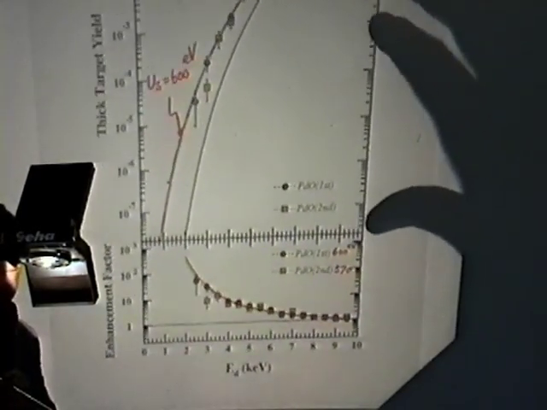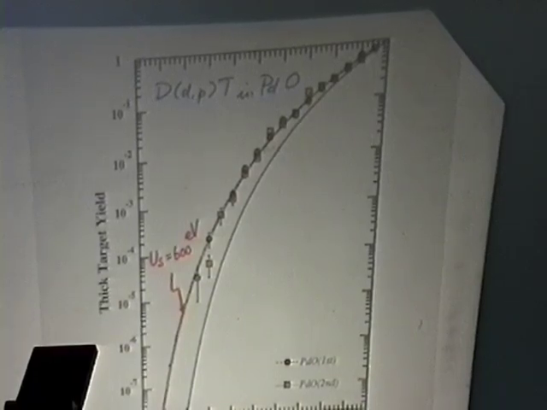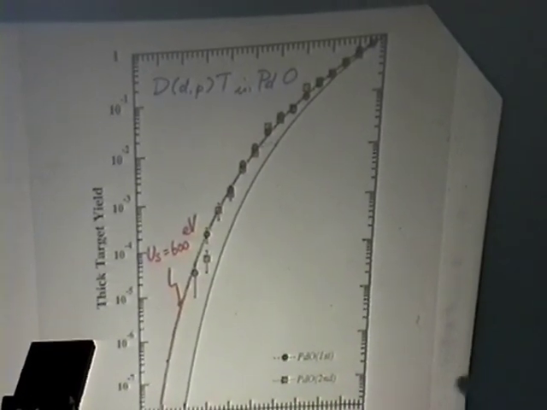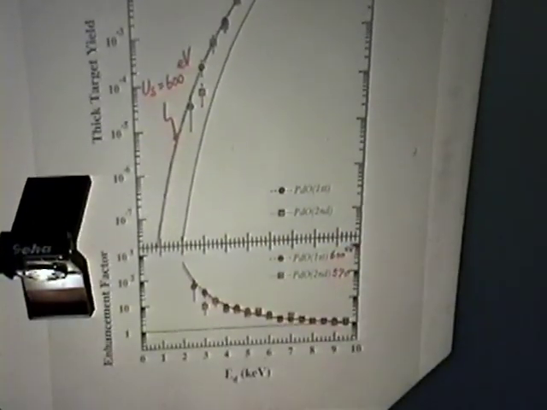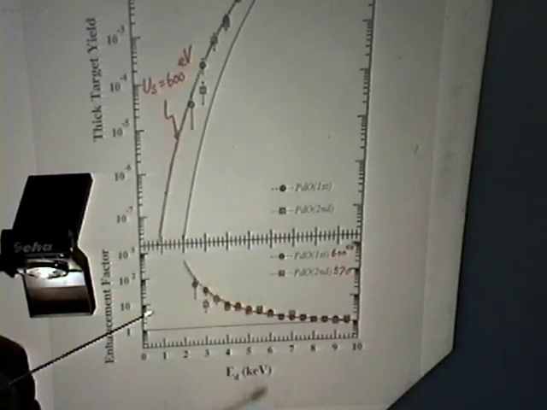Okay, so this is the result for the DD reaction in palladium oxide, which I already showed you at the last conference. But after that, we have another measurement. So the Pd first and the Pd second. And those values fall almost the same value very nicely. So I just checked the reproducibility. And from here, I got the value of the screening energy for the palladium oxide. It's 608 electron volt.